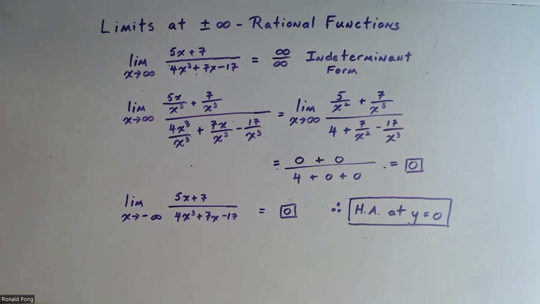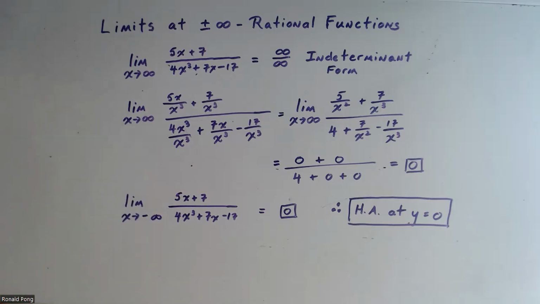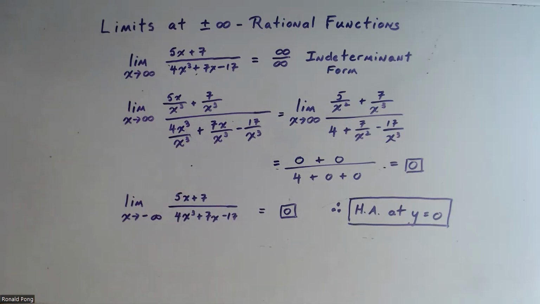The trick with dealing with indeterminate forms of infinity over infinity for rational functions is to find the highest degree term in the denominator, and divide all of the terms by that particular degree, that variable. So therefore, we're dividing everything by x cubed in this case. Algebraically reducing our terms gives us 5 over x squared plus 7 over x cubed, all divided by 4 plus 7 over x squared minus 17 over x cubed.